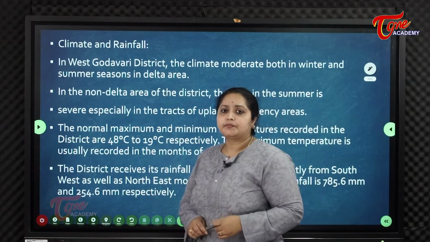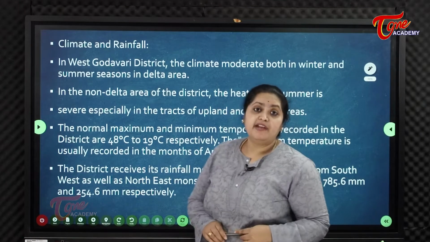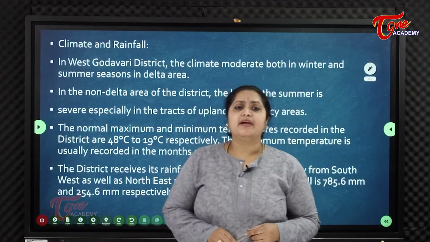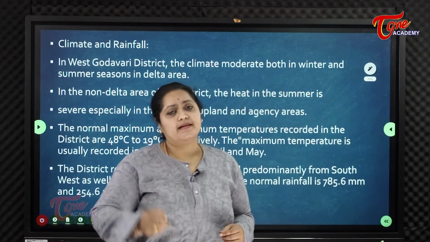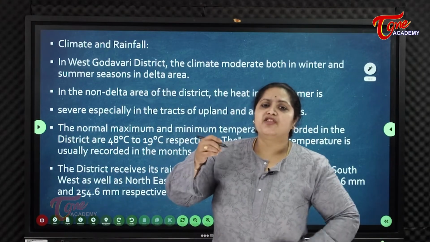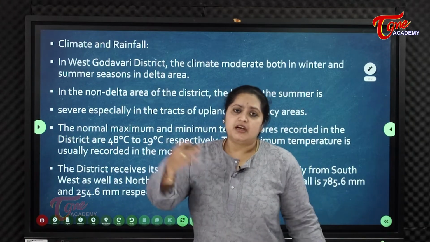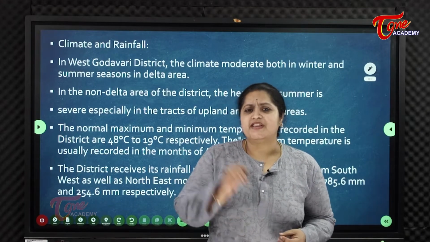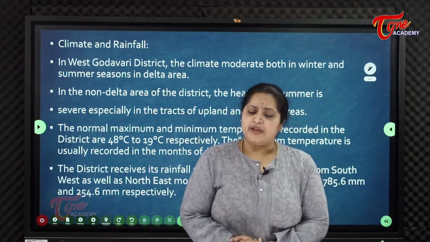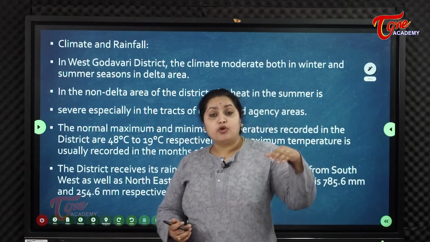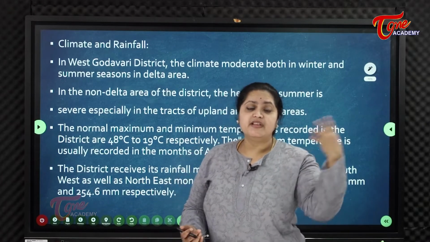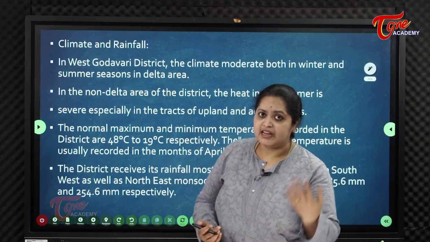Next, coming to climate and rainfall. What kind of climate have we seen already? It has a tropical climate, because Andhra Pradesh is in the tropical regions of the country. So obviously West Godavari also has this tropical climate, especially as it is a coastal district. Coastal means it has humid and tropical climates.